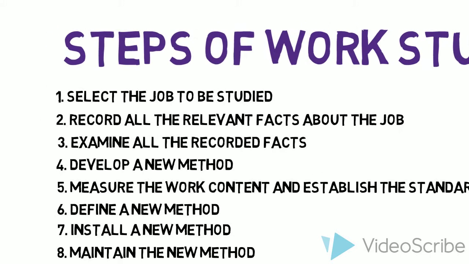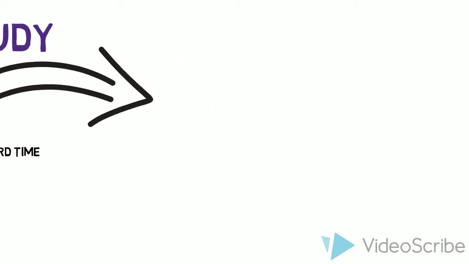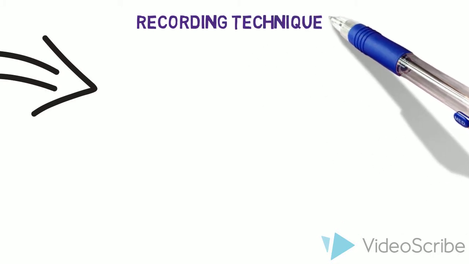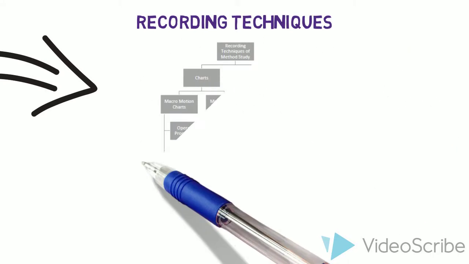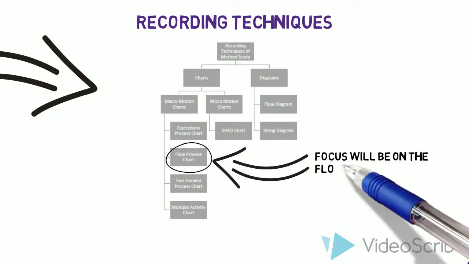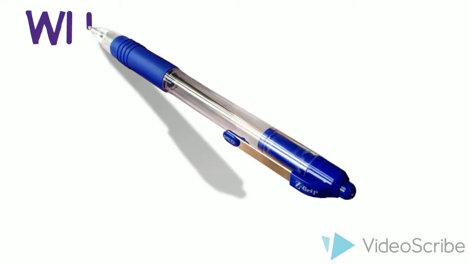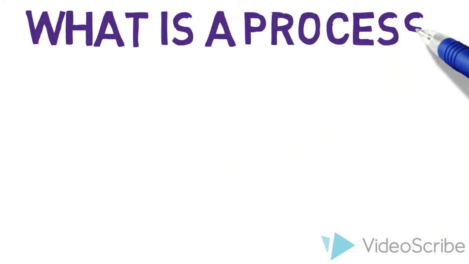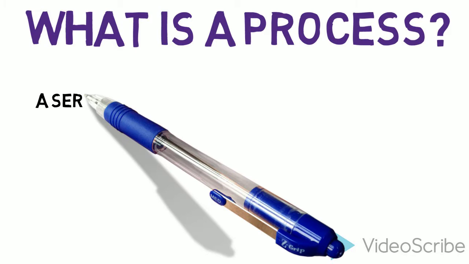For step number 2, there are a number of recording techniques that can be used to record relevant facts about a job. The one we will focus on is the flow process chart. The flow process chart is used to represent processes. But what is a process? We need to start here so as to understand what a flow process chart is.